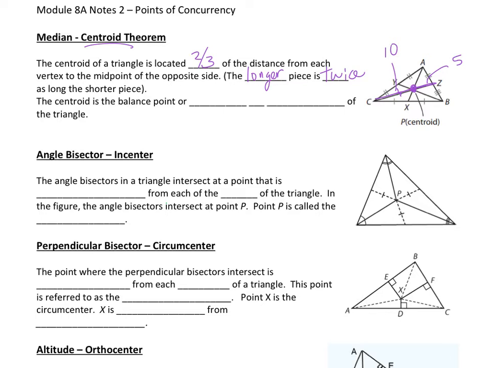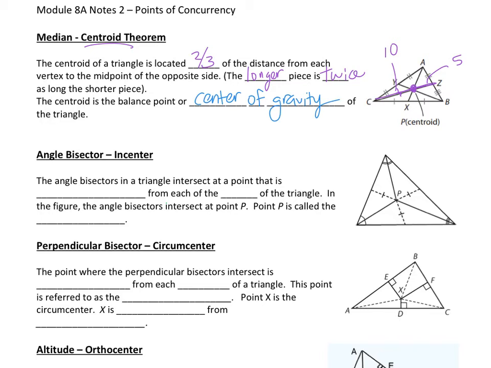The centroid is also called a balance point, or center of gravity of the triangle. What this means is if you were to draw a triangle on a piece of paper, draw your 3 medians, and put your pencil where the centroid is, and try to balance your triangle on that one point, that is the center of gravity. So you would be able to balance your triangle, but your pencil point would have to be right where the centroid is in your triangle.